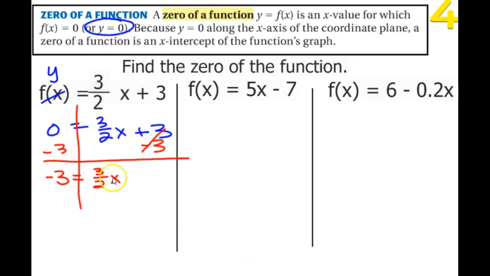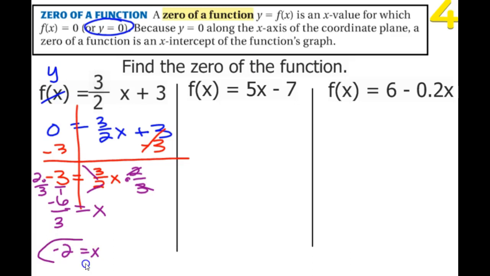You could convert this to a decimal and then just divide by that decimal. Or since it's a fraction, since we can practice getting rid of a fraction, we can multiply by the reciprocal. Instead of 3 over 2, we can multiply by 2 over 3. So the 2's and the 3's cancel. And then we are left with 2 times negative 3 on the top is negative 6. 3 times 1 on the bottom is 3. So negative 6 divided by 3 is negative 2.